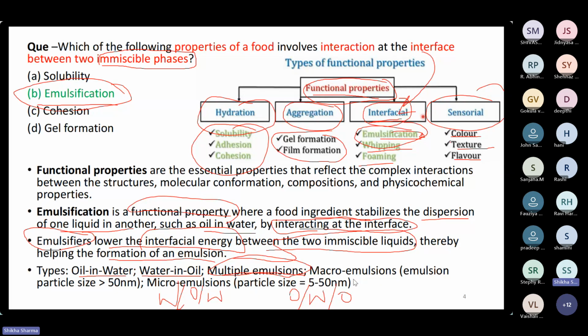Next is macro emulsions, where the emulsion particles are greater than 50 nanometers, or micro emulsions, where the particle size is around 5 to 50 nanometers. So these are the different emulsion systems. So your answer is correct that emulsification is the process or property of the food which involves interaction at the interface between two immiscible phases.